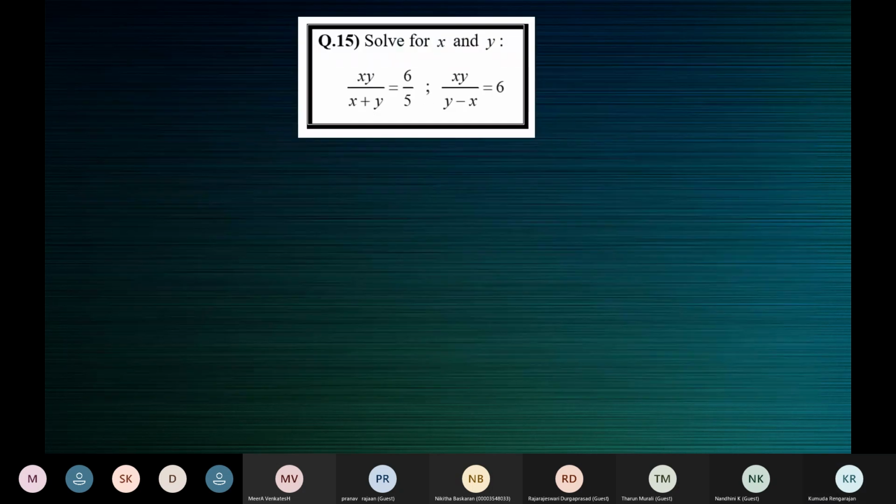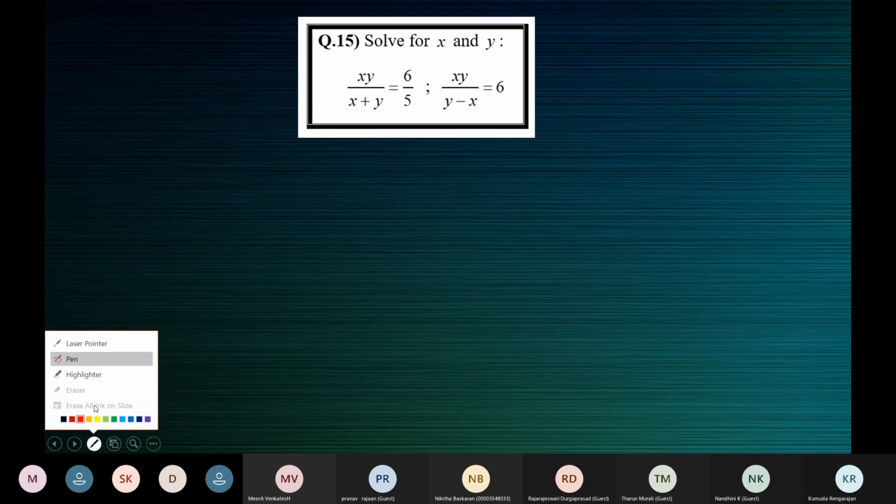All right. This is our next question. To solve for x and y, you can see it. Children, are we ready?